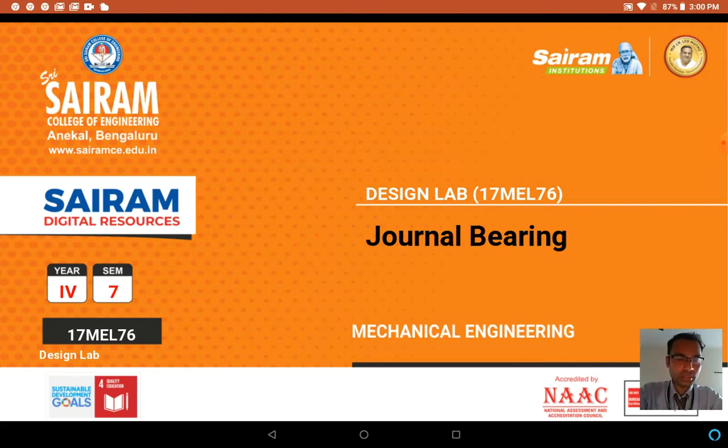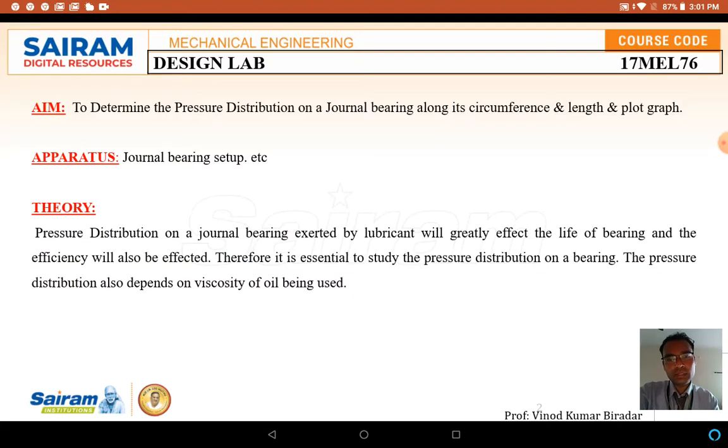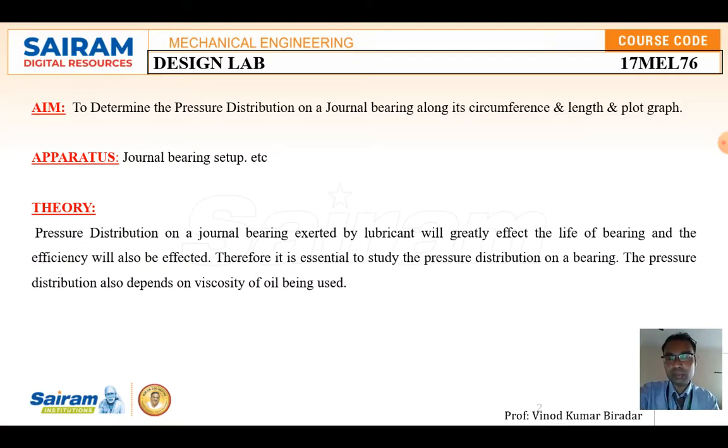In the journal bearing, with the help of the journal bearing we are going to supply the oil, which is called SAE 14. The main purpose of doing this experiment is to plot how the oil is going to be distributed on the given journal bearing. We need to calculate that with the help of a graph.